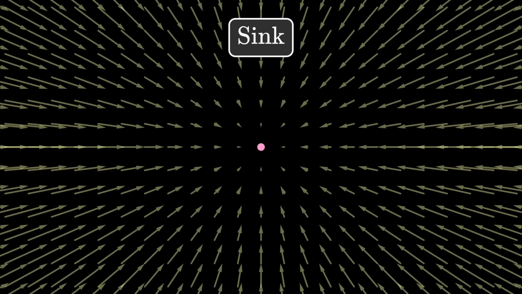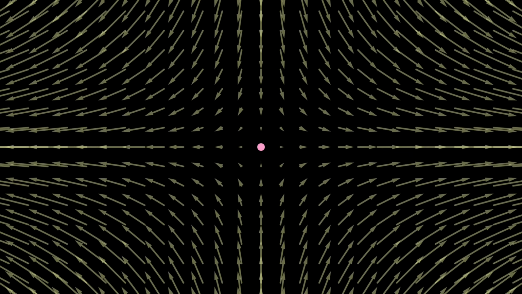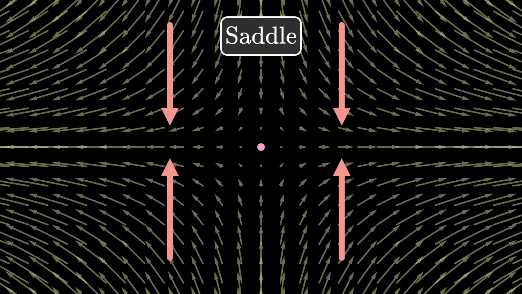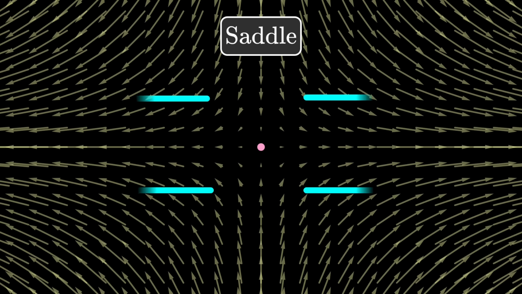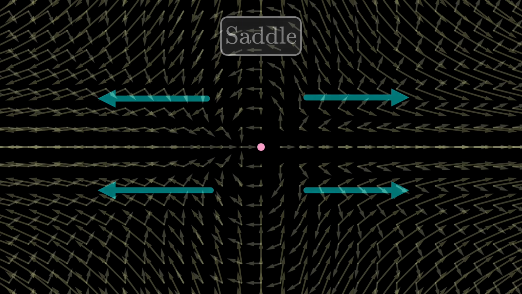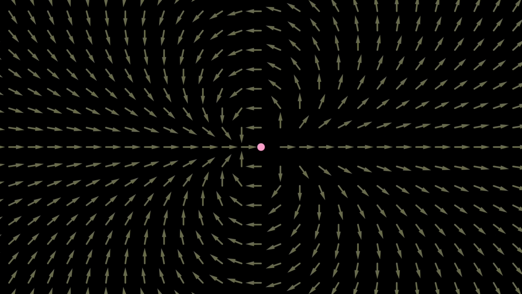But there are other things a zero can look like. This is known as a saddle, a kind of combination of both a source and a sink. Along the vertical direction, it is attracted towards the middle, but along the horizontal direction, it is repelled away from the middle. It can also look like a magnetic field, which is known as a dipole.